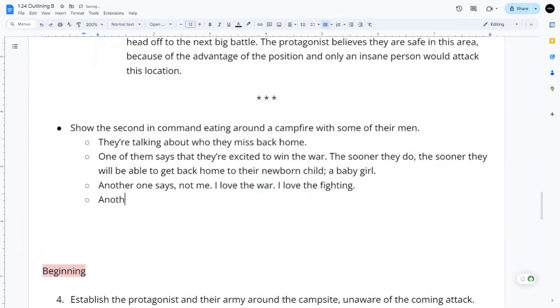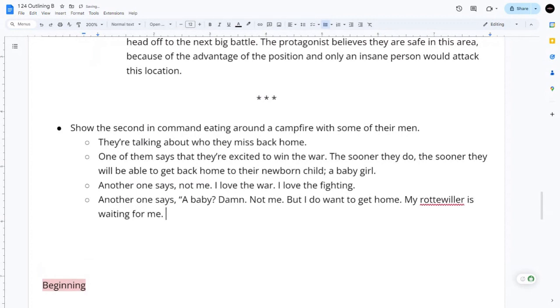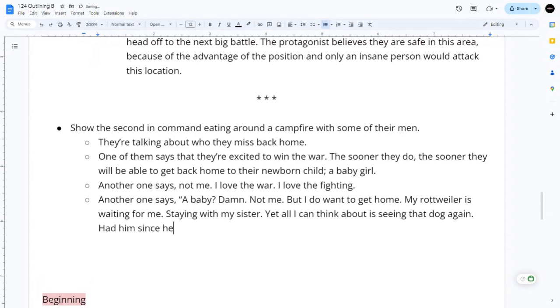You can't just do that. And then finally, another one says, damn. Not me. I do want to get home. My dog, my Rottweiler. Waller is waiting for me, staying with my sister. But yet all I can think about is seeing that dog again. Had him since he was a pup. Saved him from a pack of wolves.